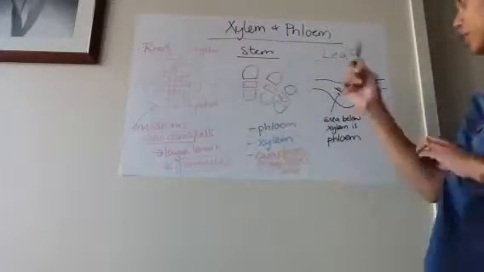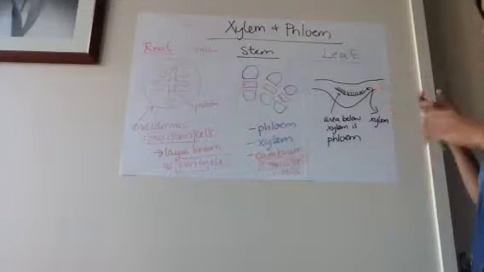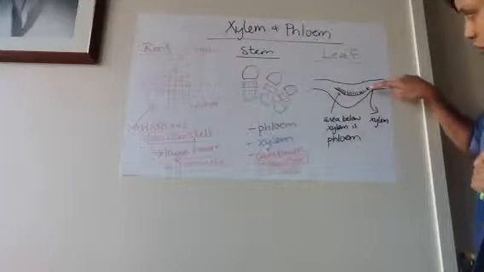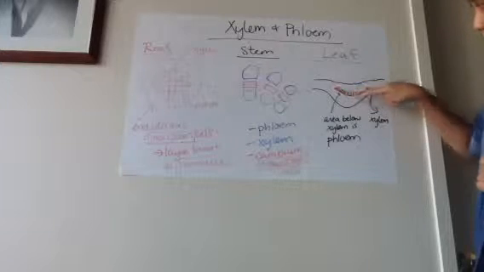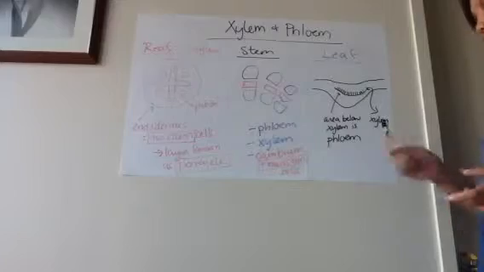Okay, and for the leaf, it's not as complicated. Usually it looks like this, and then the xylem is just this bottom U-shaped layer, and the area just below that is the phloem. So the easiest one, I think, is the leaf.